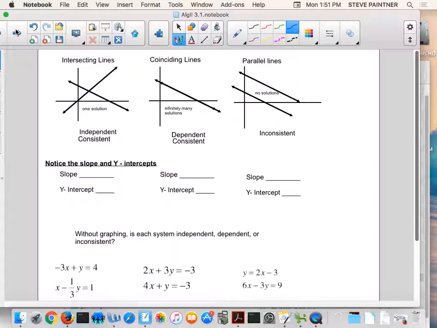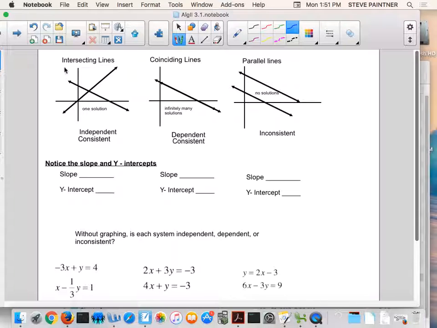If you notice, the next page looks like kind of a review of what we talked about on page 2. You're right. Here's what they're doing. They want you to look at your systems and compare the slope and the y-intercept of all your systems.